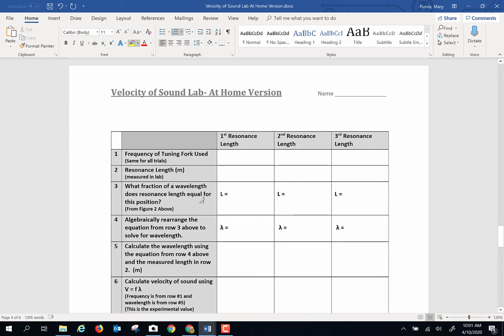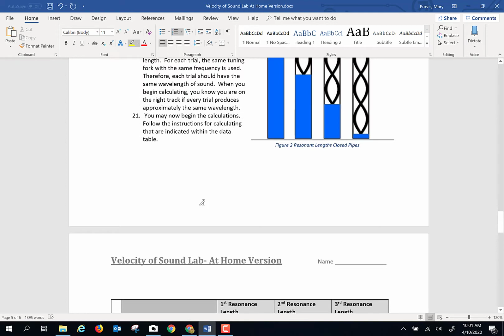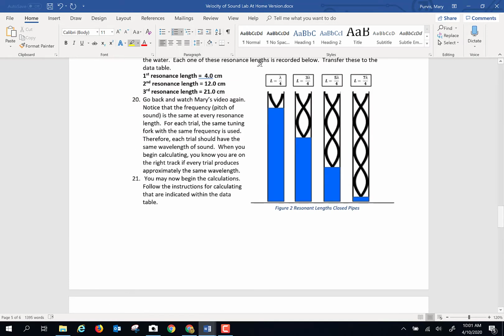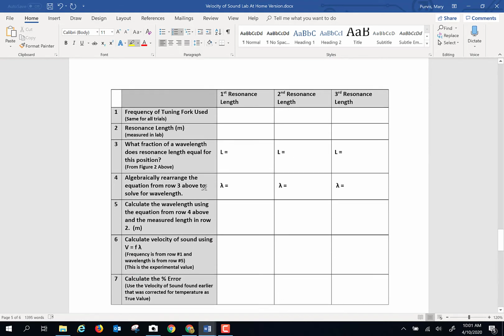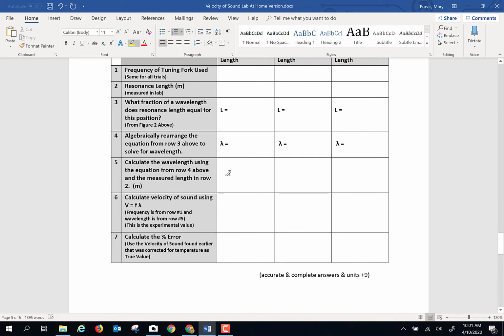And then what fraction of the wavelength does the resonance equal? Where do you get that? You get that from right here in that chart. Okay, that's where you get that information. Algebraically rearrange this equation to solve for wavelength. So all you do in this row is algebra. Solve this for wavelength. Number 5, use the numbers from row 4. Use the wavelength equation from row 4, put in the numbers from row 2, find me wavelength. And you're going to do that here, here, and here.